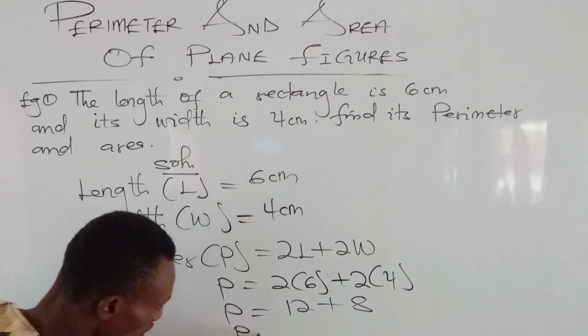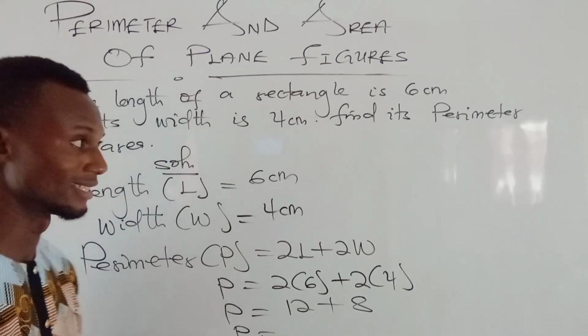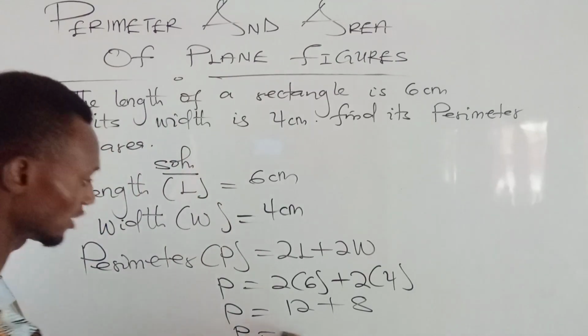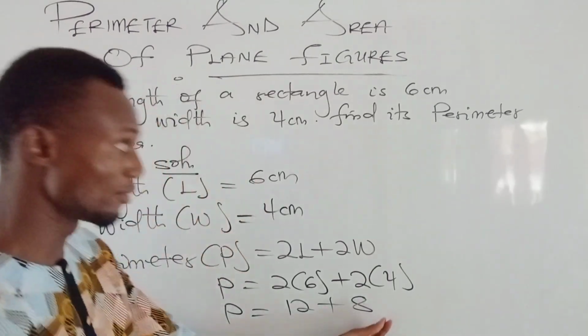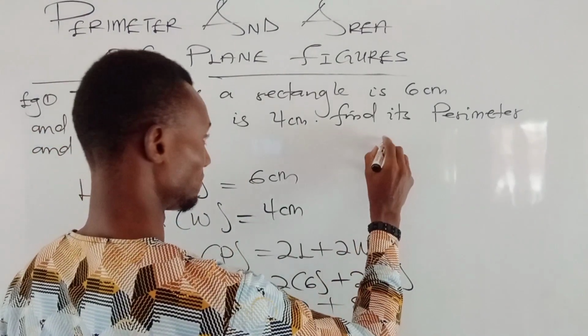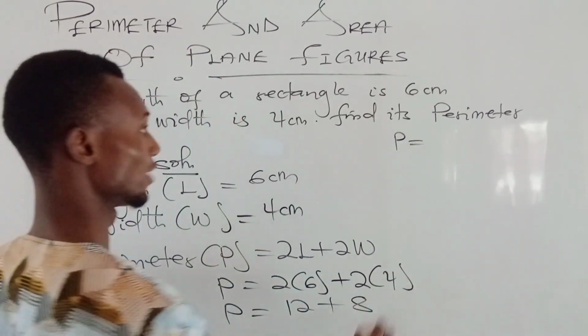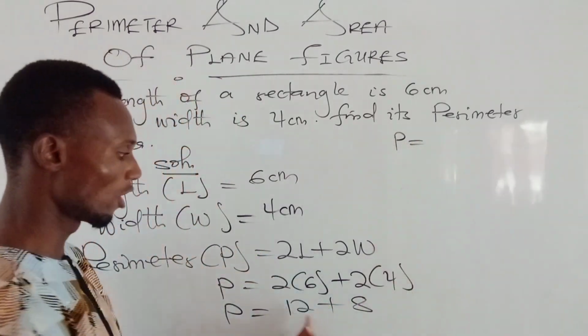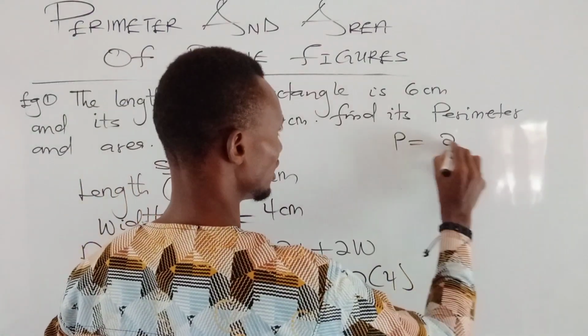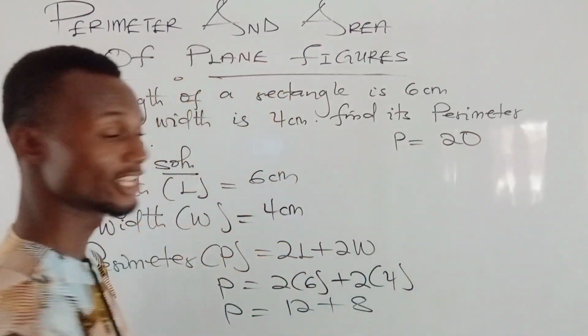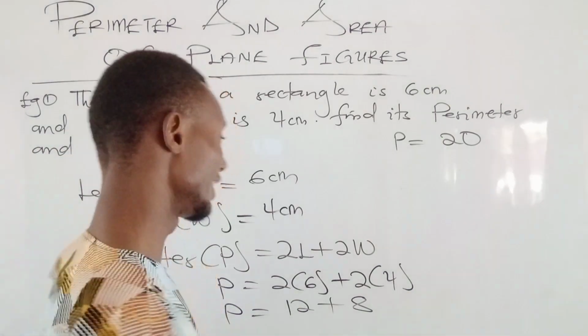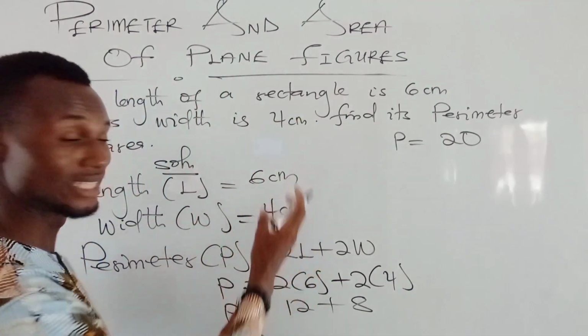Okay, so my P will be equal to... let me check if you can see from here. Okay, I can see it's not clear from here, so let me continue from this side. So my P, which is the perimeter, will be equal to 12 plus 8, which will give me 20. But please don't forget, you have to bring the unit. So the unit is centimeter.